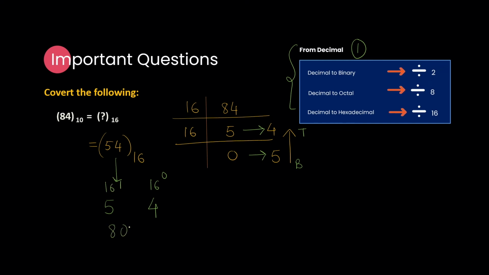16 5s are 80 and 4 into 1 will be 4. So we got 84. In this way we got the same number. It means our answer is correct.